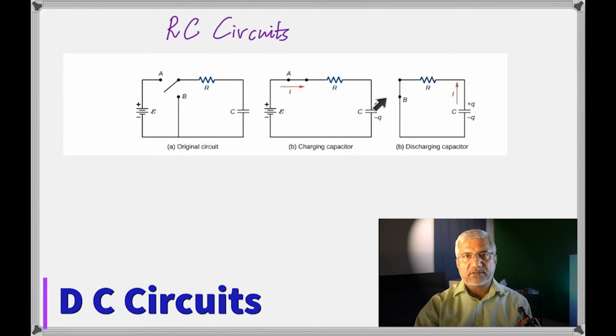That's the first circuit, charging a capacitor, and then you have the discharge of a capacitor through a resistance. And in order to get the equation for charging and discharge, we have to use Kirchhoff's loop rule. So listen to me very carefully.